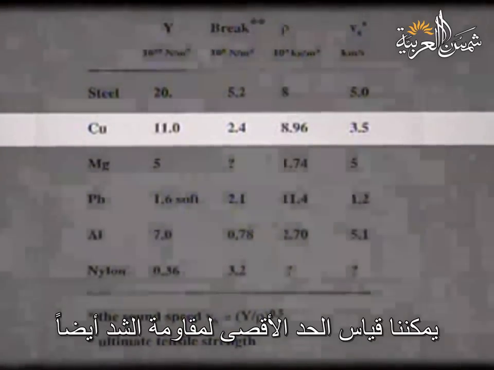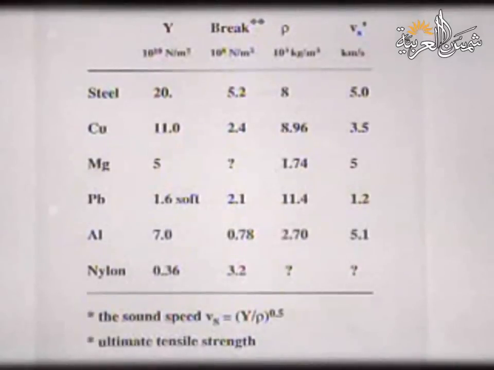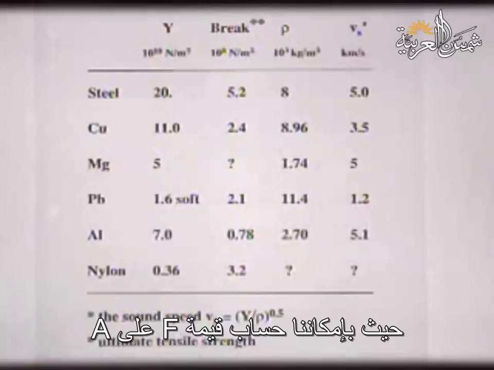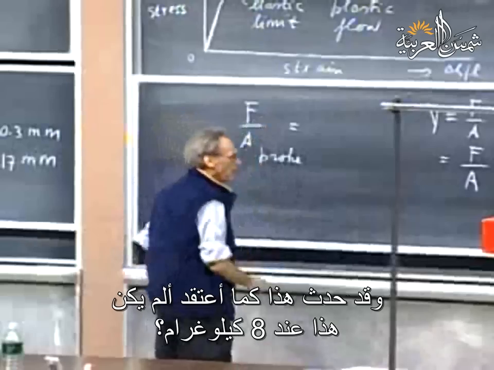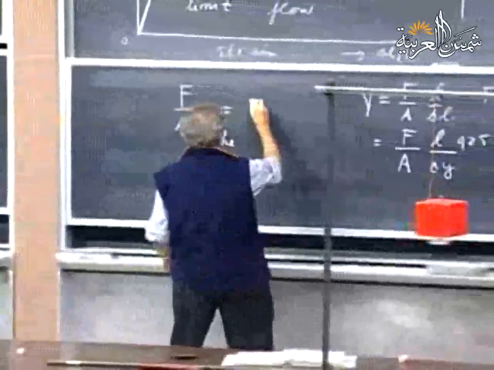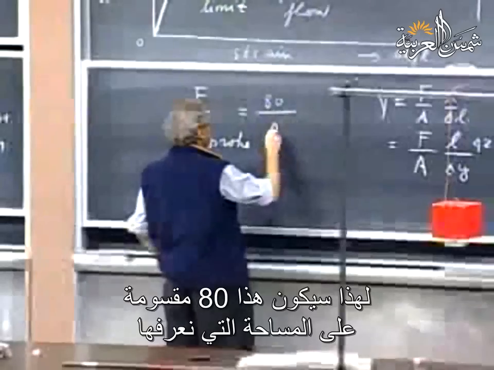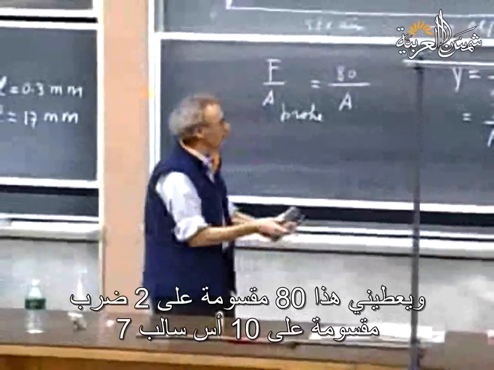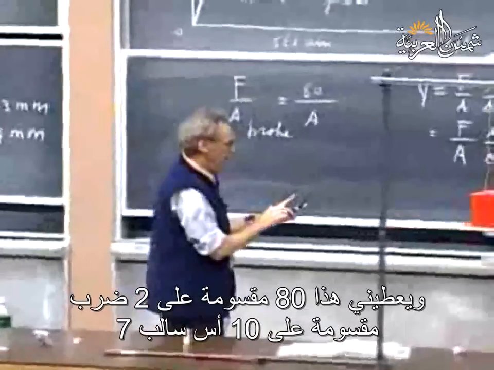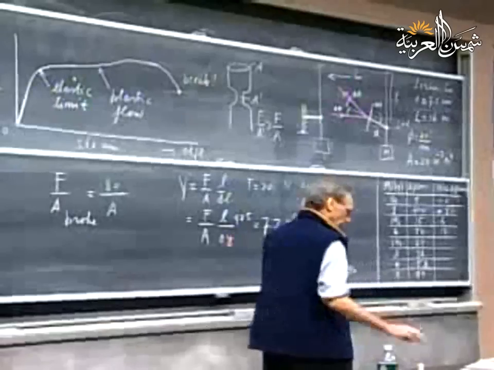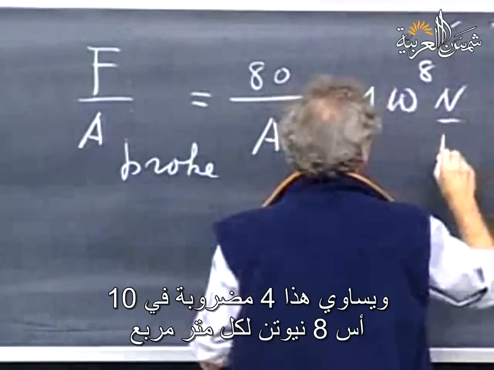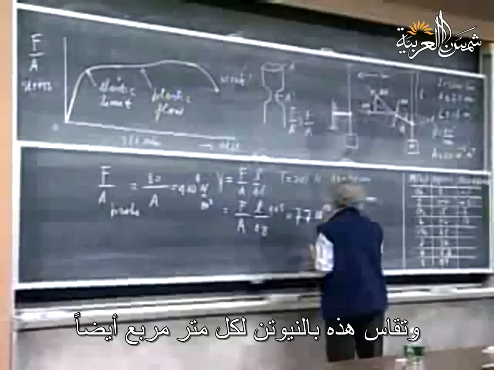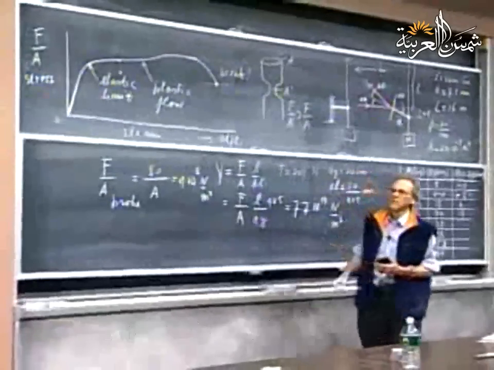We can also measure the ultimate tensile strength. In other words, we can measure the value for F over A when it broke. So that happened, I think, wasn't that 8 kilograms? So that would be 80 newtons divided by the area that we know. And so that gives me 80 divided by 2 times 10 to the minus 7, and that is 4 times 10 to the 8th newtons per square meter. And this is also newtons per square meter.